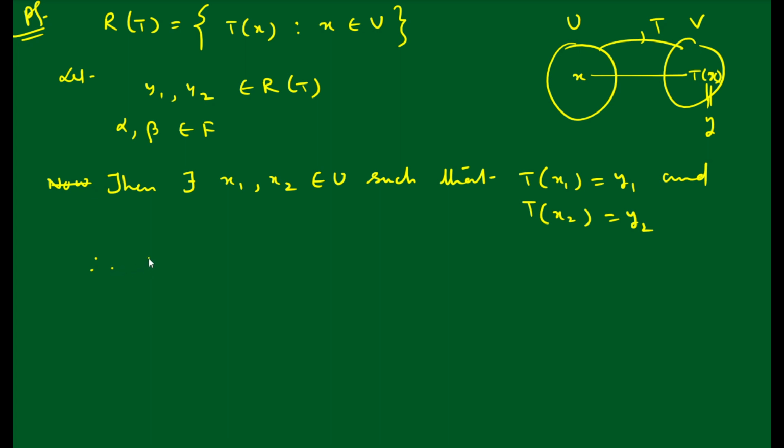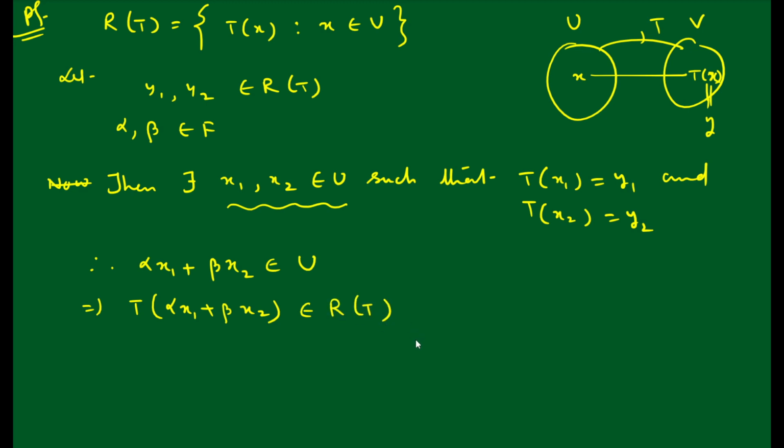So therefore alpha x1 plus beta y1, ये कहाँ पे रहेगा? Sorry, alpha x1 plus beta x2. So this particular element will belong to where? See, x1 and x2 are elements of what? U. What is U? U is a vector space. So if U is a vector space, then alpha x1 plus beta x2 belongs to what? U. So this implies अगर ये element U का element है, so इसका जो image है वो कहाँ पे रहेगा? T of alpha x1 plus beta x2 ये कहाँ पे रहेगा? This will belong to what? Range of T. Okay, this particular element will belong to range of T.